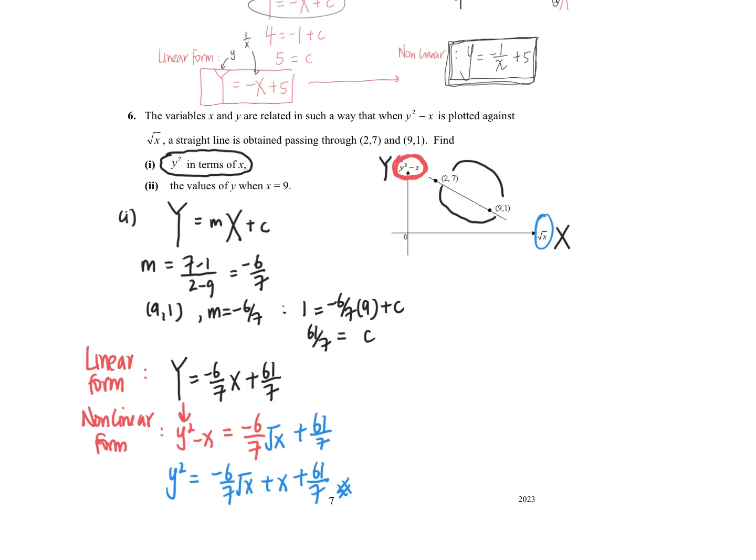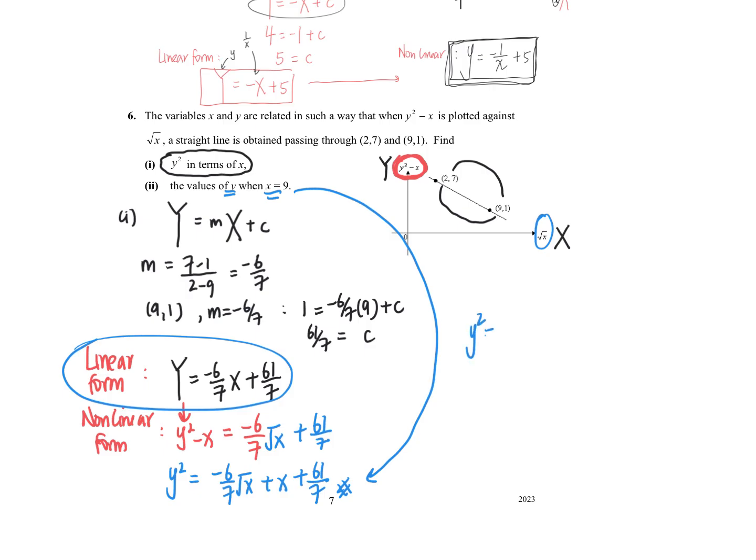Then of course they say can you find the values of y when x is 9? You use the non-linear one, because these are small x's and small y's. Use your original one. Don't go and sub in here, because you will end up getting a different value. So when they say find the values of y when x is 9, put it into your original curve.